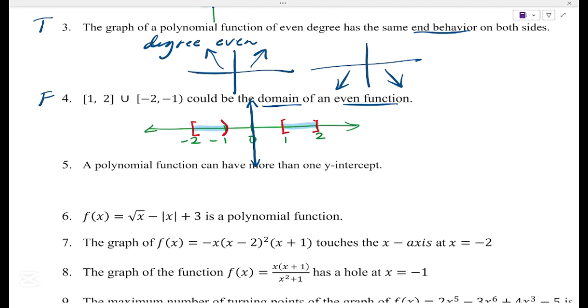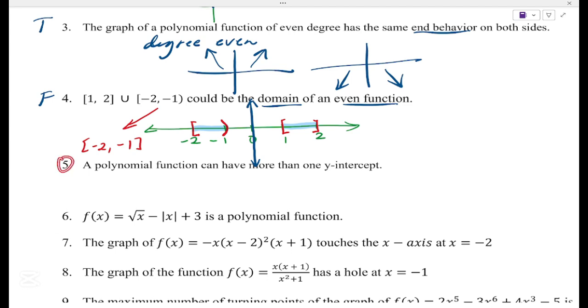To be a domain of an even function, if we will correct this, this must be from -2. So this must be here. The correction is here. This must be from -2 up to -1 closed to make it true. Okay, so that's for question number 4.